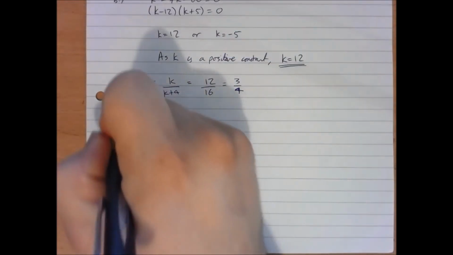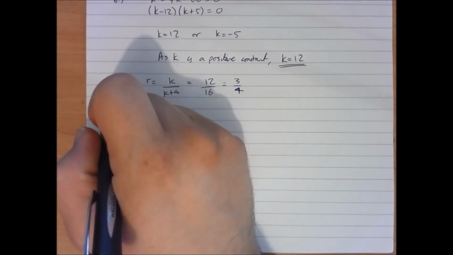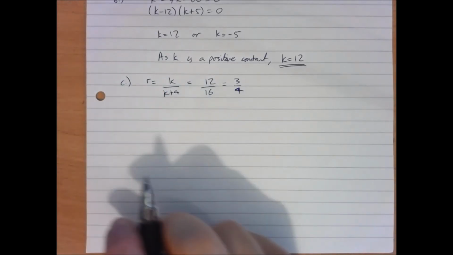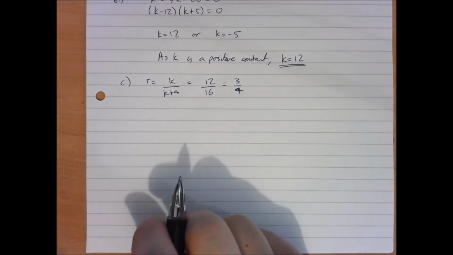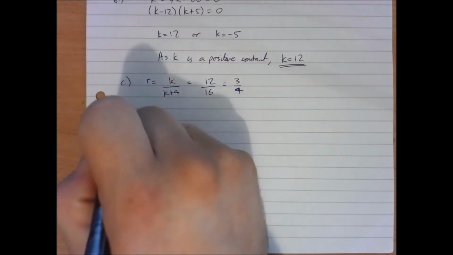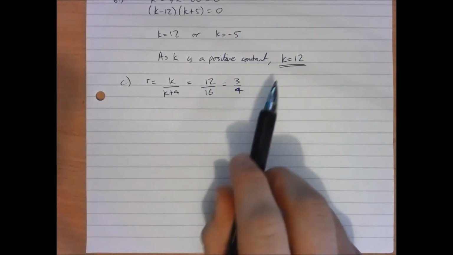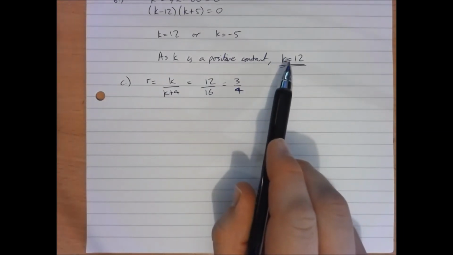We can check that this also works for our second equation. If we plug it into 2k minus 15 over k, we get 24 minus 15 over 12, which is 9 over 12, which is also 3/4. That definitely would have been worth doing if we hadn't been told in part B that k is equal to 12 as a show that question.